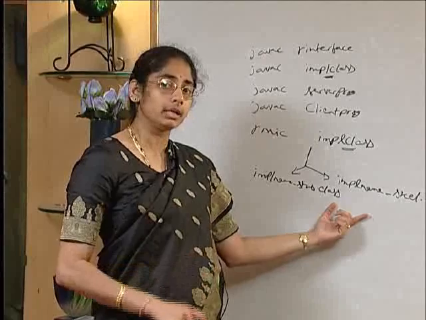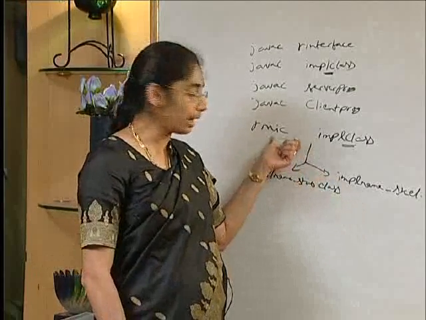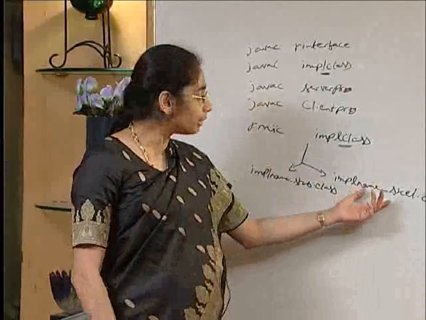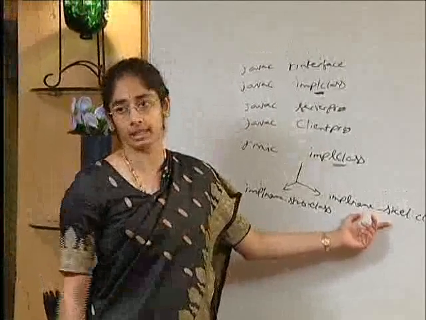Since JDK 1.2, the RMIC command generates only the stub class, not the skeleton class, because the implementation of the skeleton class has been pushed down to the RRL layer.